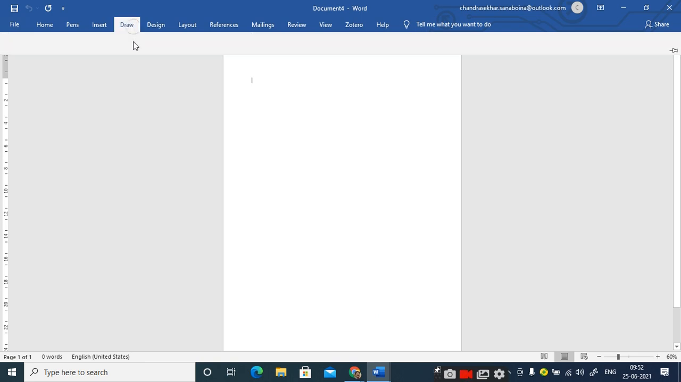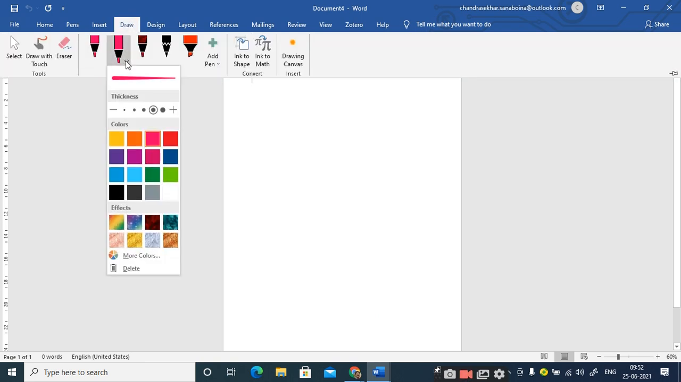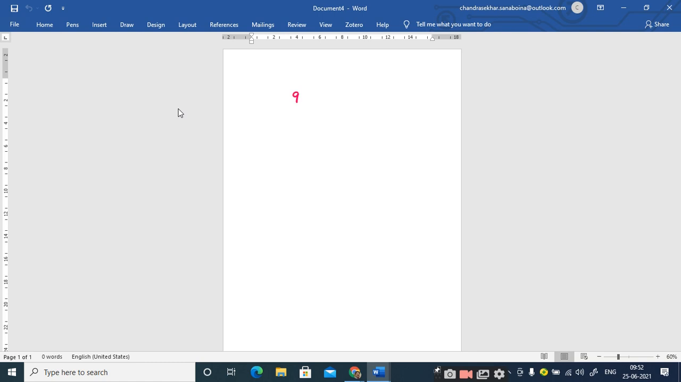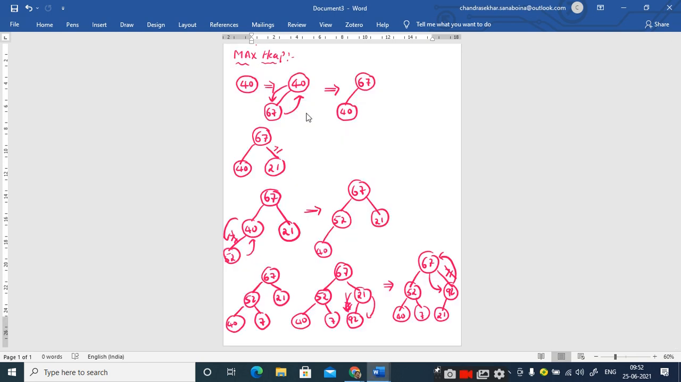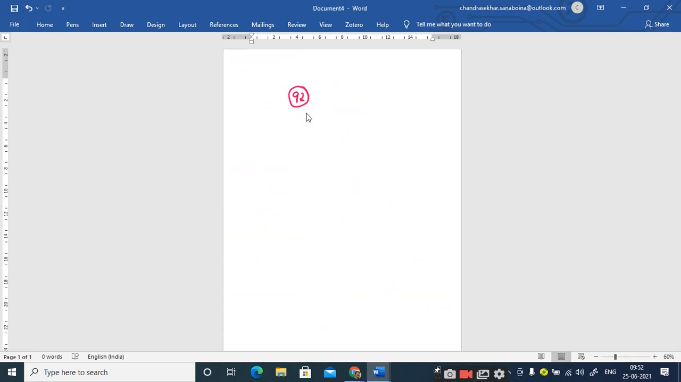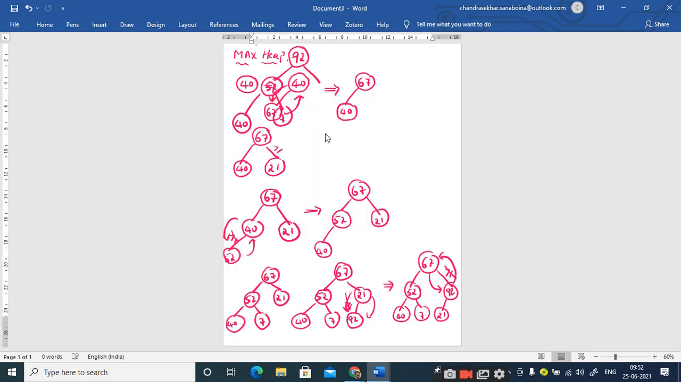Right. Now let me continue here. After swapping, what do I get? The first node is 92. What is the left child of 92? It is 52. The left child of 52 is 40 and the right child of 52 is 7, and here I get 67.